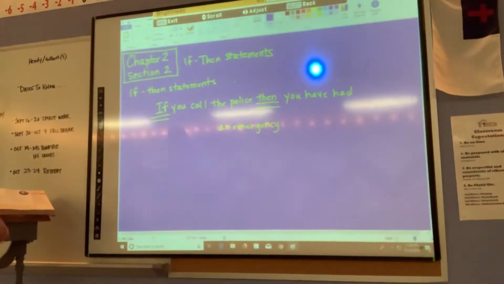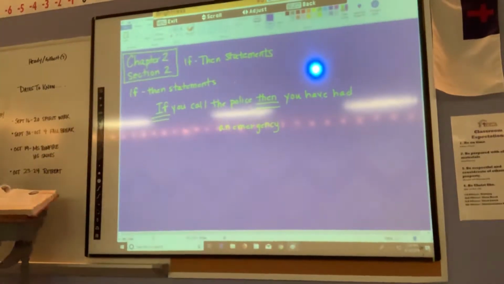Today we are talking about if-then statements. We talked about this a little bit on Monday. I always use the example at my other school, if you poke the bear, then you die. We're going to start off with, if you call the police, then you have had an emergency.